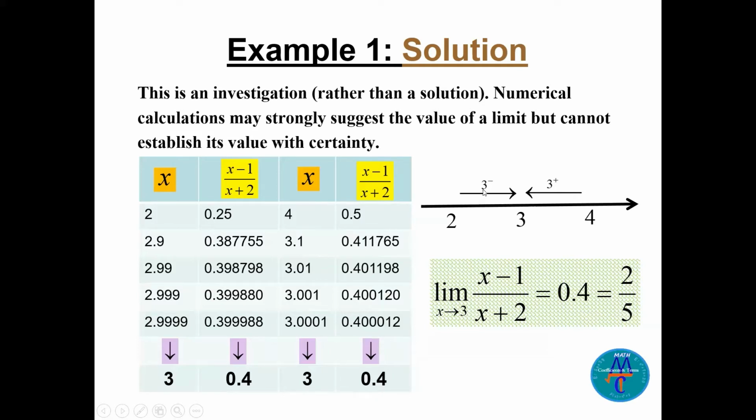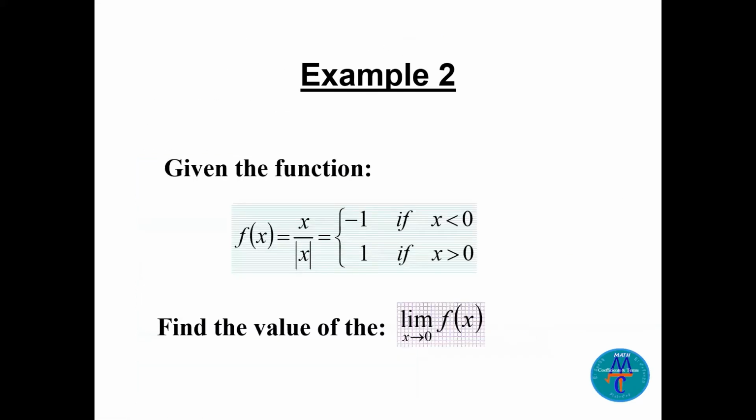Also, if you take any value from the left of 3, start with 2 here, the value will be 0.25. Take 2.9, 2.99, 2.999. If you come closer to 3 from the left side, so x will be 3 here, and then the value will be 0.4. So we can say that the limit of this function is 0.4, which is 2 over 5. Now, there are ways easier than this investigation.